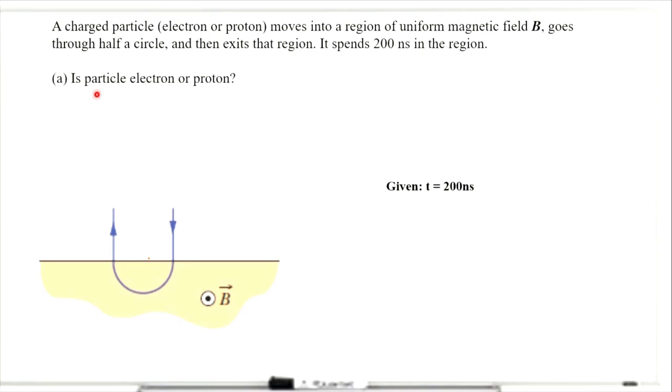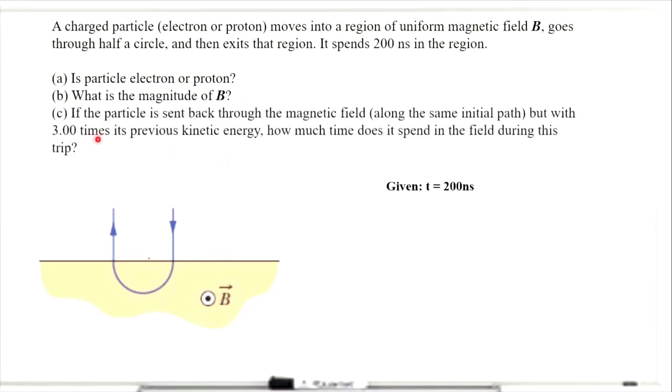A. Is the particle an electron or a proton? B. What is the magnitude of B? C. If the particle is sent back through the magnetic field along the same initial path, but with 3 times its previous kinetic energy, how much time does it spend in the field during this trip?